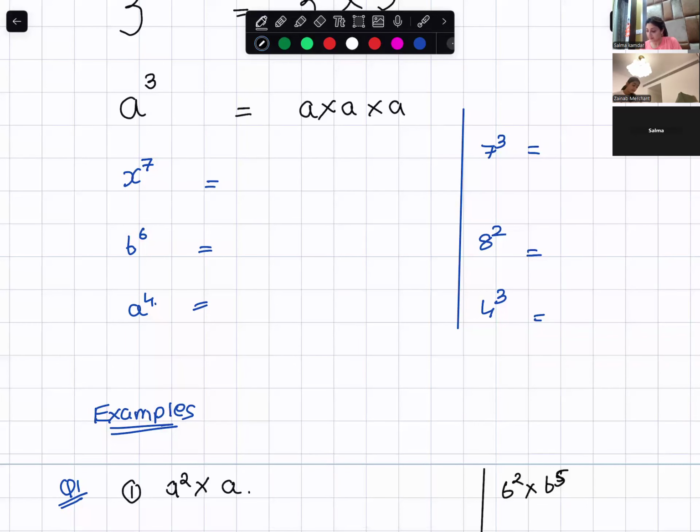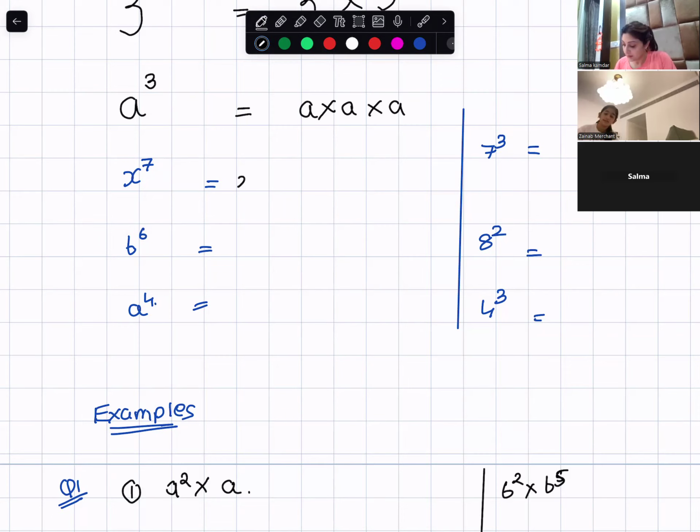X to the power 7. What did you do? X into X into X into X into X into X into X. How many times have you written X? 7. 1, 2, 3, 4, 5, 6, 7. So X to the power 7 means X is to be multiplied 7 times. Okay. B to the power 6.